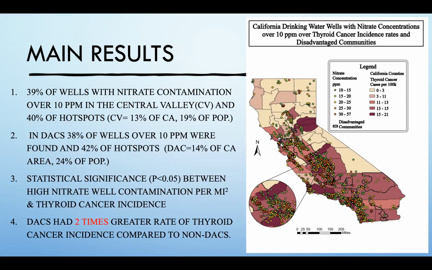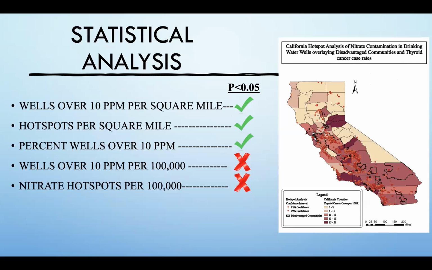Disadvantaged communities had two times the greater rate of thyroid cancer compared to non-disadvantaged communities. Looking at the statistical analysis, it wasn't a home run as far as all of the indicators having statistical significance. We did have limitations on the data since we only had county-level thyroid incidence, but we wanted to see what we could do with open data and see if there's enough of a there to then go through the process of getting public health data by census tract and everything.